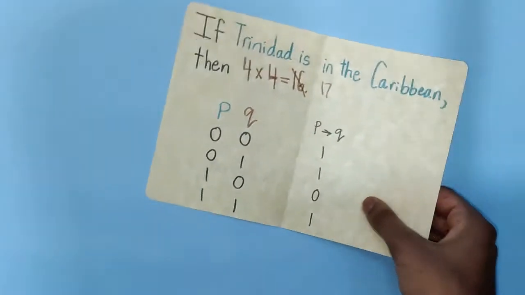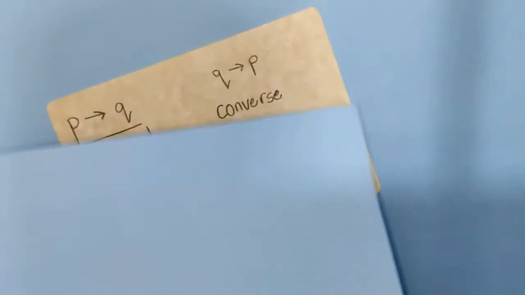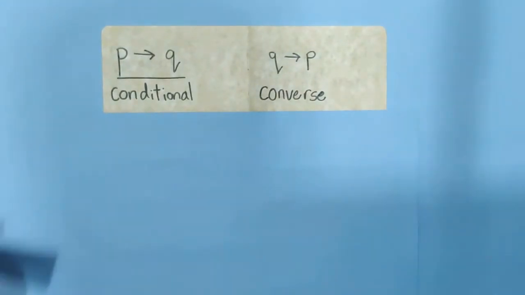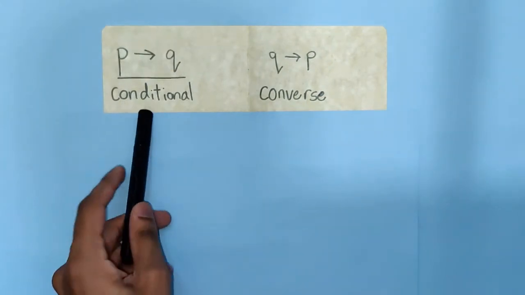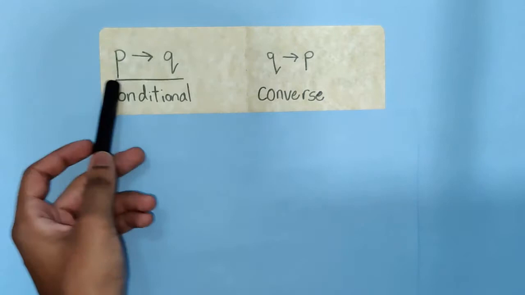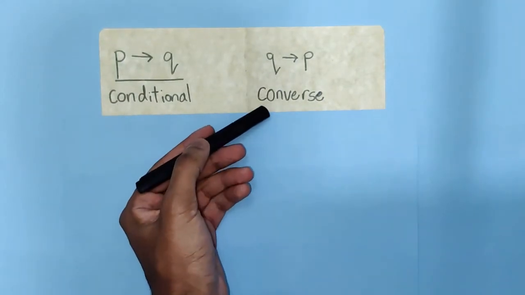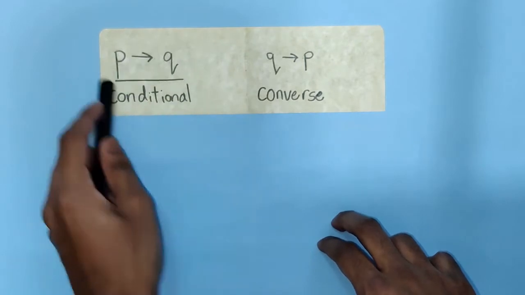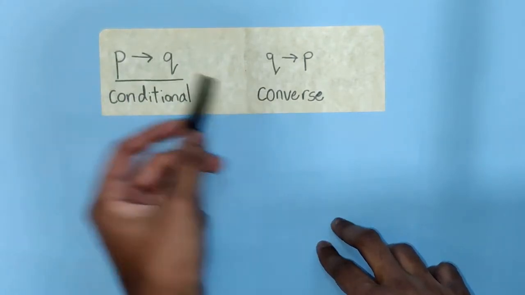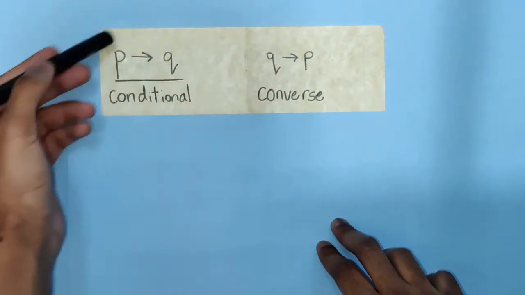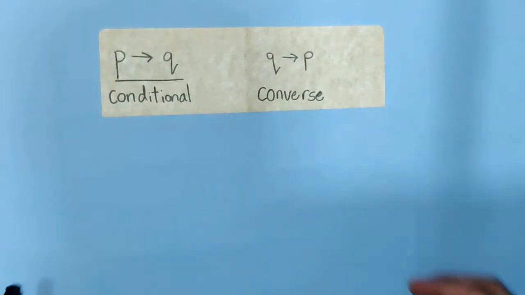Let's take a look at some definitions now for logic. So P implies Q is called a conditional. Something where you flip P and Q needs a name. We call that the converse in pure maths. So whenever you flip the conditional, that becomes the converse. So if you have P implies Q, the converse of this is Q implies P.